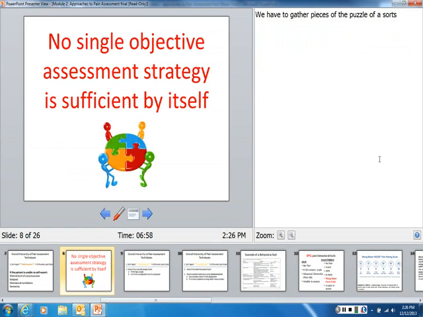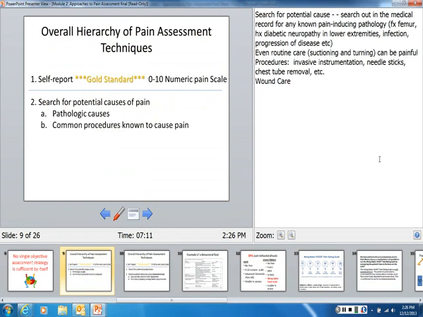So, like I said, we have to gather evidence. We have to gather pieces of the puzzle. Not one single objective assessment strategy is sufficient to evaluate pain in nonverbal patients. So we said if patients can self-report, that's the way we go. If they can't, then we start looking at other avenues of evidence of whether or not they have pain. One of the first things that I do is search for potential causes of pain. I look in the medical record. Are there any known pain-inducing pathologies that the patient came in with or has? Do they have a fractured femur?